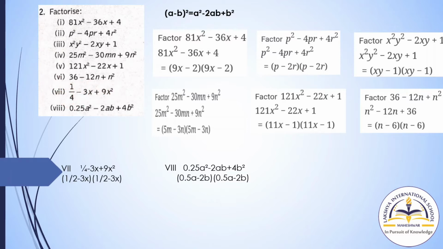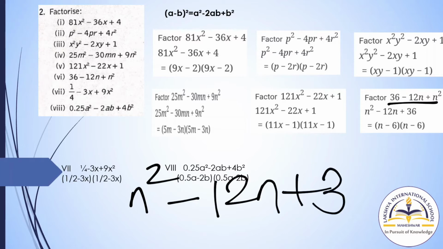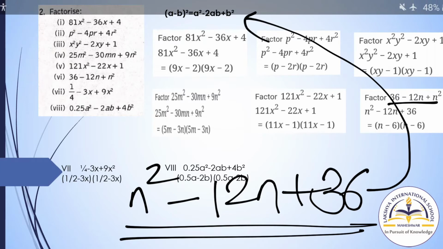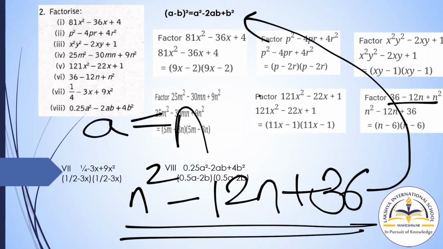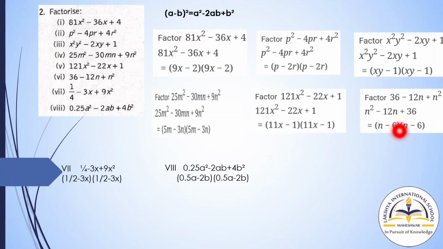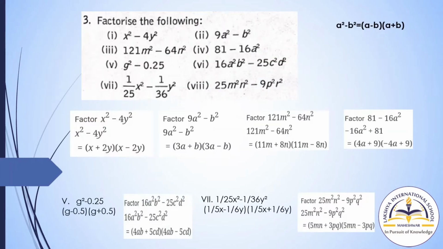Now first we will write n square, as the square term will come first. Now this equation we will compare with the identity. After comparing, a would be equal to n and b would be equal to 6, because 6 square equals 36. That's why a equals n and b equals 6. It means n minus 6 and n minus 6 will be the answer.